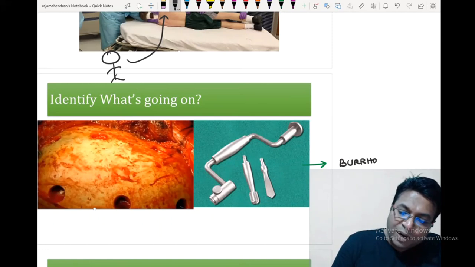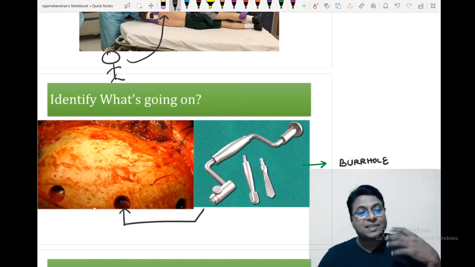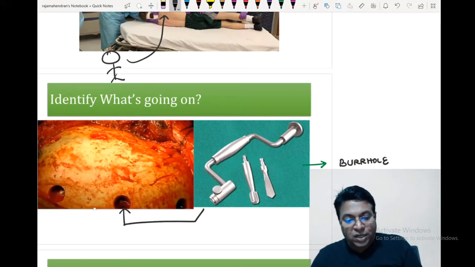This is a burr hole instrument used to make a hole in the cranium. You can see the hole is made in the cranium and we can let out the extradural hemorrhage. So this is a burr hole going on here.